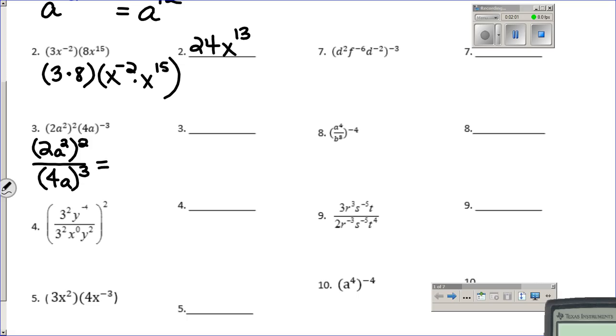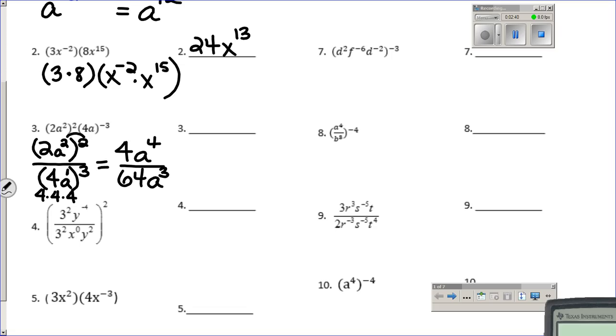Remember, when you square a number, the exponent tells you how many times to multiply that number. So 2 times 2 simplifies to 4. You're going to multiply your exponents, so you multiply the 2 times 2, and this simplifies to a to the 4th. On the bottom, we're going to raise everything to the 3rd power. Remember, that means 4 times 4 times 4. Well, 4 times 4 is 16, and 16 times 4 simplifies to 64. The a has an understood exponent of 1, 1 times 3, so this simplifies to a cubed.